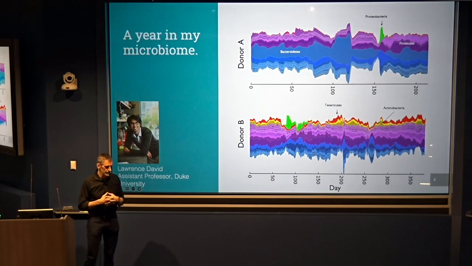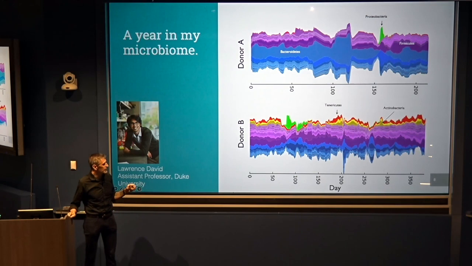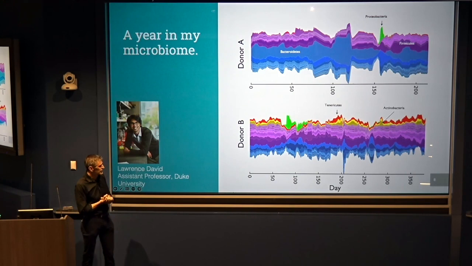So on the top is my microbiome over the course of a year, and on the bottom is my student, Lawrence David, who's now a professor at Duke. It's his microbiome over the course of a year. And what you can see is that there's variation day to day, but I could pick any day from the top series, and you would know that was mine, and any day from the bottom series, and you would know without any statistical testing or pattern matching or anything like that. You just look at it, and you would know that was his, right?